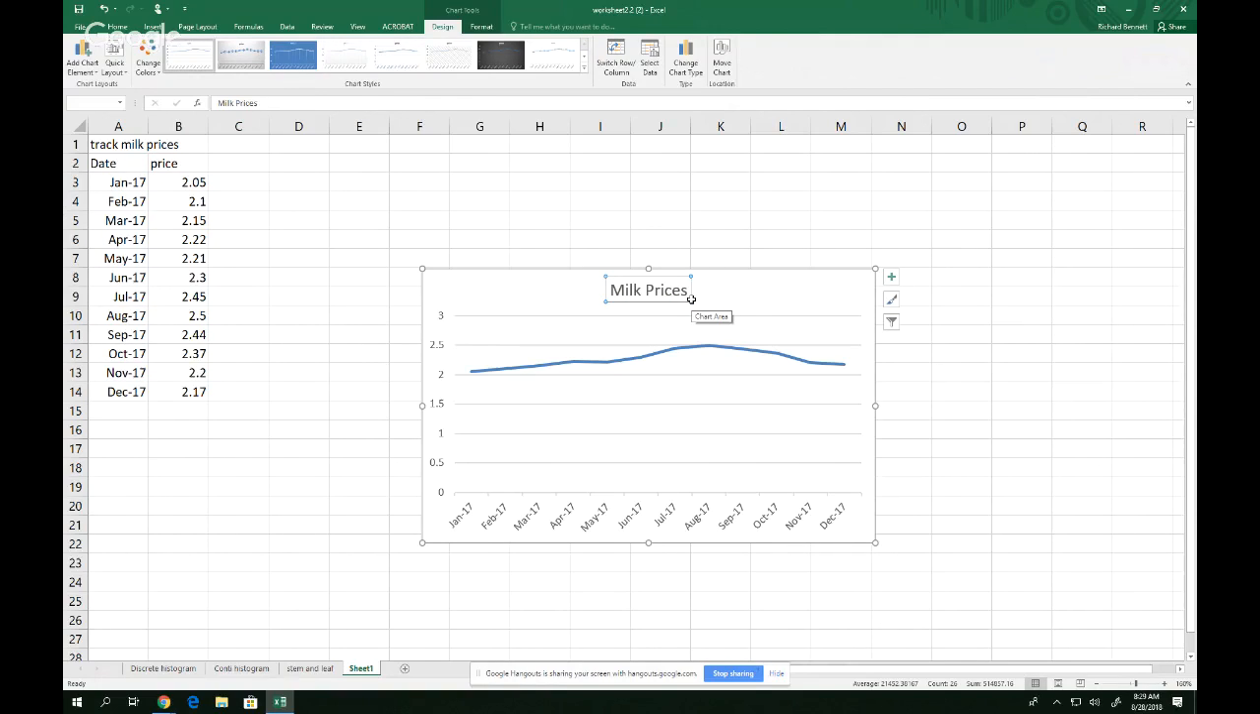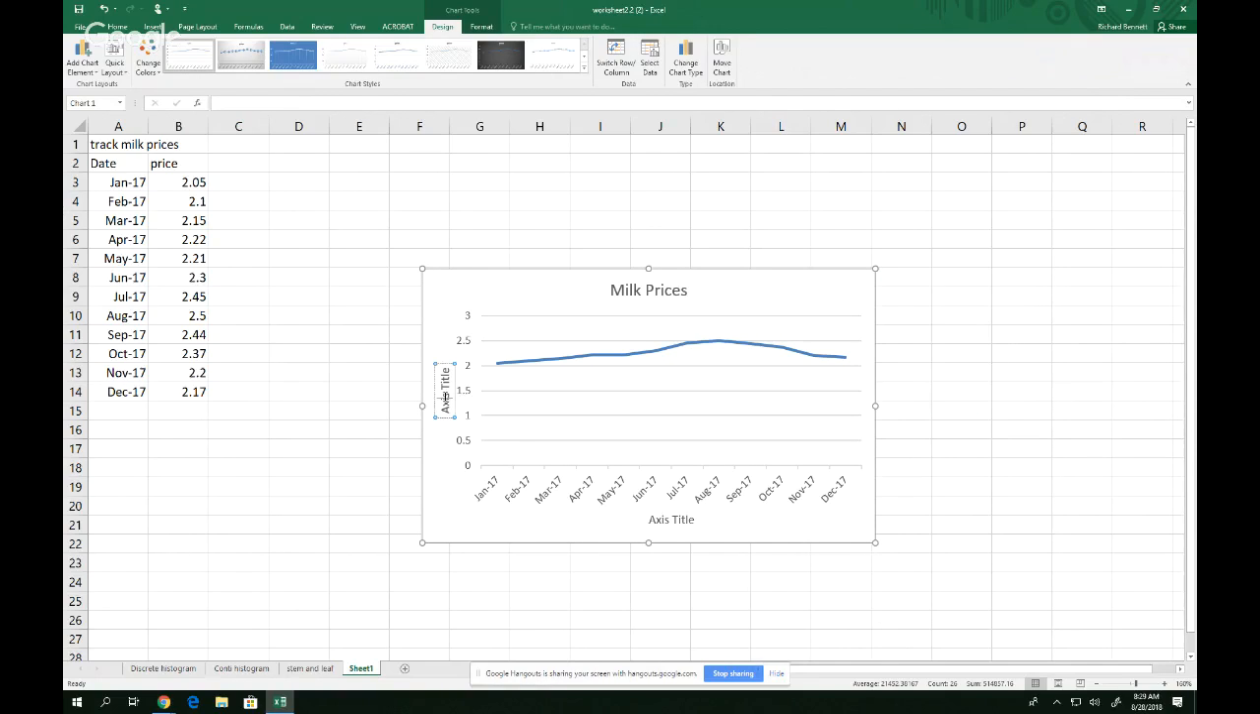Okay. And I would click on the plus. Click on the plus. And I would list my own axis titles. I'd make that one price in dollars, and then the bottom one time of year. Time of year. Okay. All right.